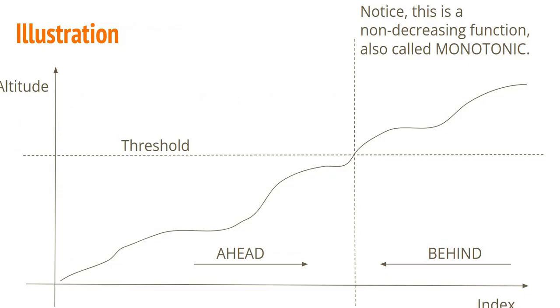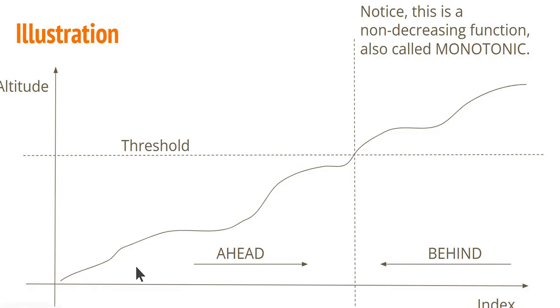Now, the interesting bit is this. Even though we don't have a regular search problem, there is a nice structure to the data. If you look at altitude versus the index, clearly this is a non-decreasing function. The point to realize is that at any given index, I know whether the threshold crossing is ahead of me or behind me. So what does that mean? How does it help me?